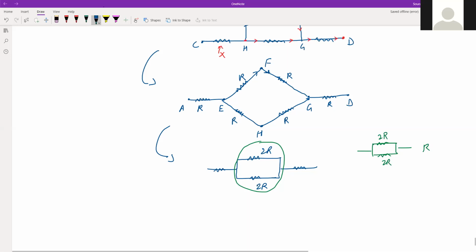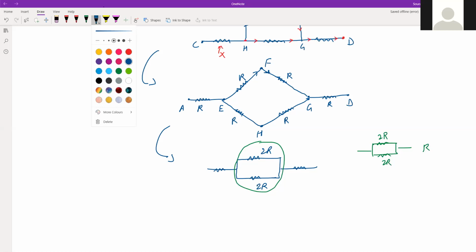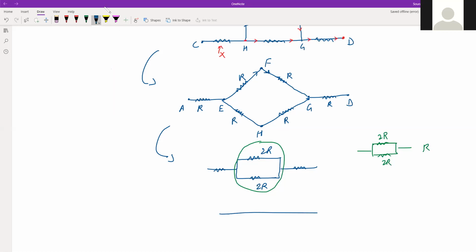Now you will have, from this, its equivalent is R. Earlier two were already R and R. So now total is how much? 3R. So R is how much? 10. So this total is 30 ohms. Right? So this is how you solve such problems.